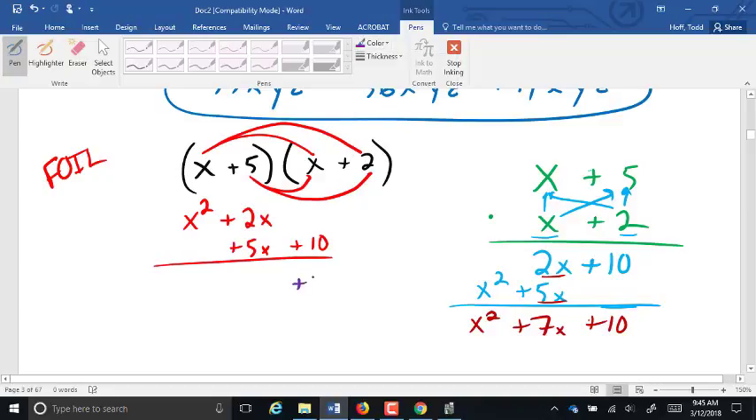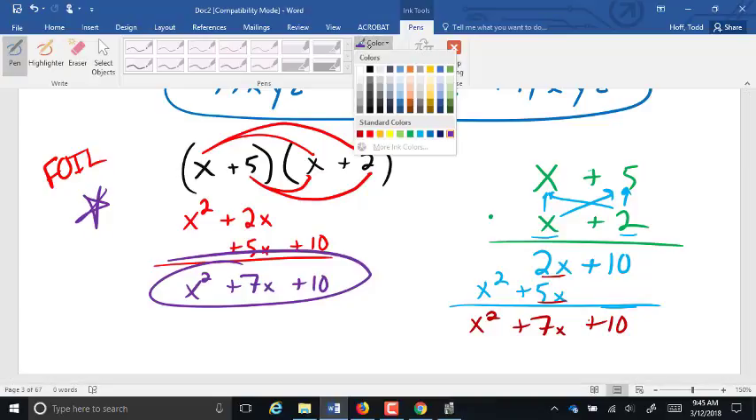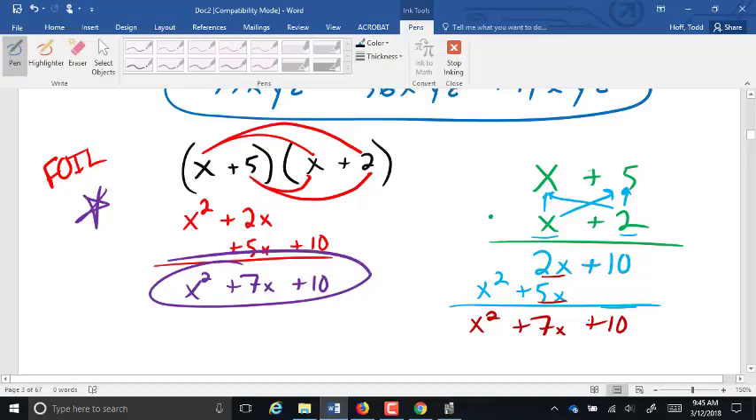So now we can combine. We've got the 10, 2x and 5x make 7x, and the x squared. So we get the same answer either way. This here, the FOIL method, is probably a little bit shorter. And those can get a lot more complicated.